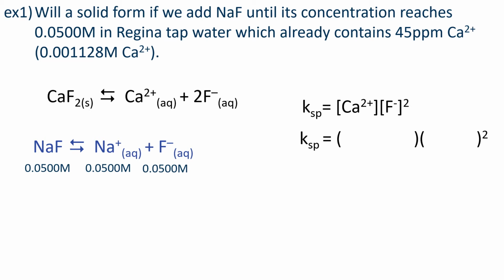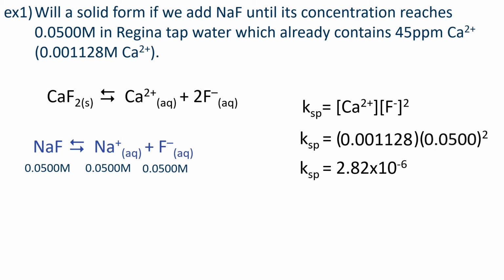So our KSP is going to be the calcium ion concentration, which was given to us as 0.001128, and our fluoride ion concentration we have determined to be 0.0500 molar. Punch that into our calculator, and that gives us a grand total of 2.82 times 10 to the negative 6.